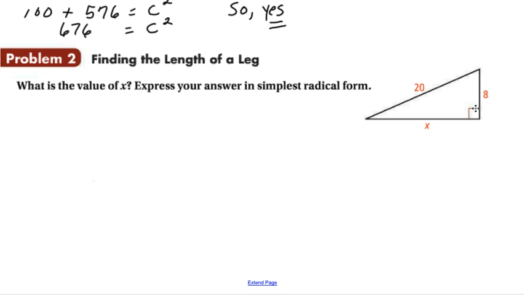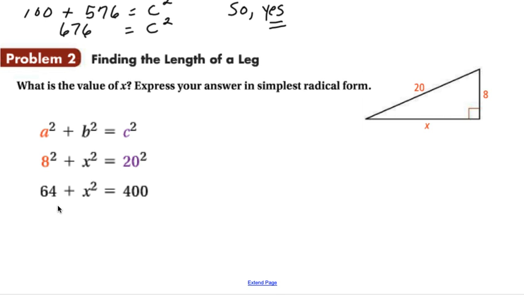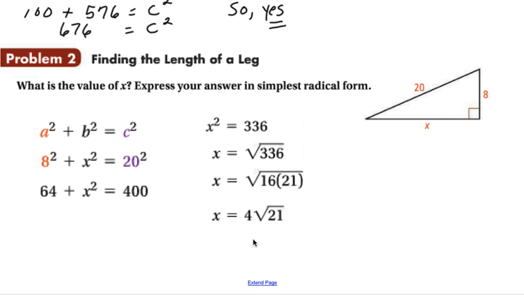What's the value of x? And we want this in simplest radical form, so no decimals allowed on this one. So first of all, here's our Pythagorean theorem. Substituting in for one leg and for the hypotenuse, we have this. And then simplifying, we get 64 plus x squared equals 400. And then over on the right-hand side, I skipped a step, x squared equals 336, when we subtract 64 from both sides. And in simplest radical form, we're going to break this down into 16 times 21. The 16 comes out as a 4, so we get 4 square roots of 21.